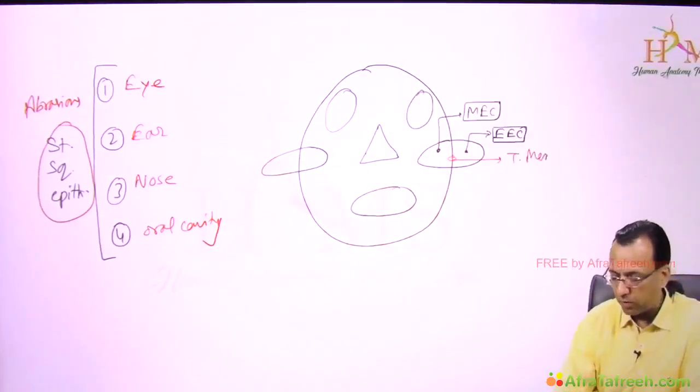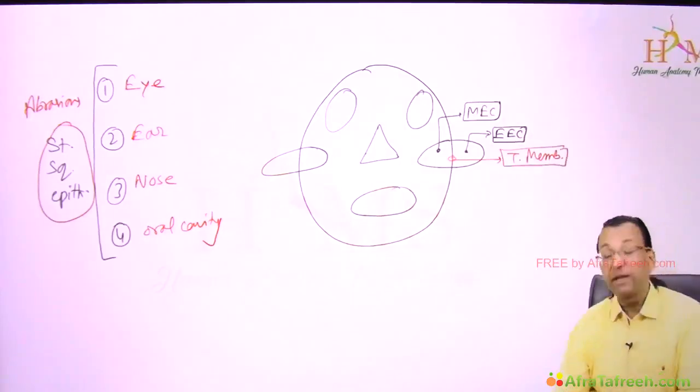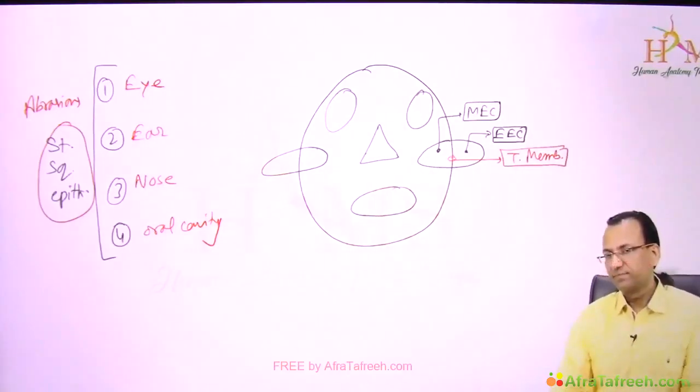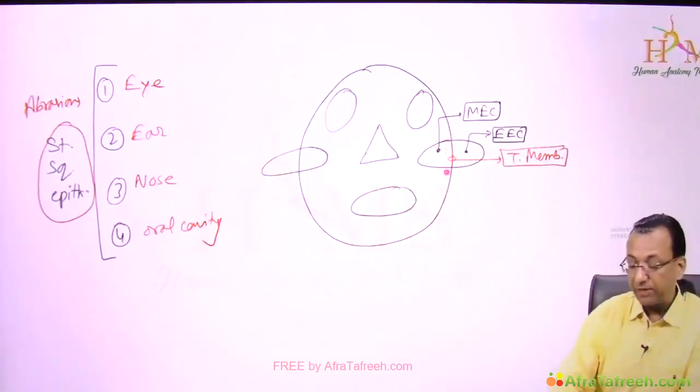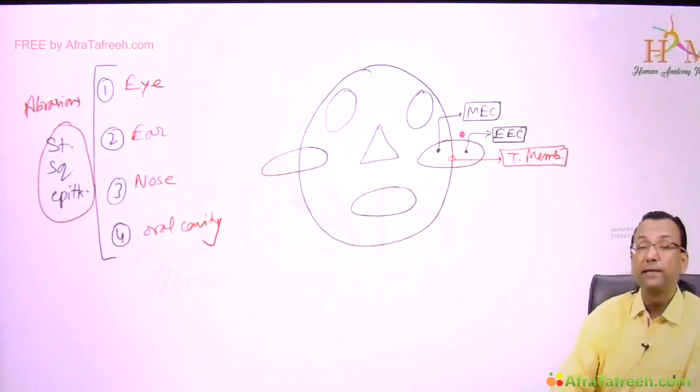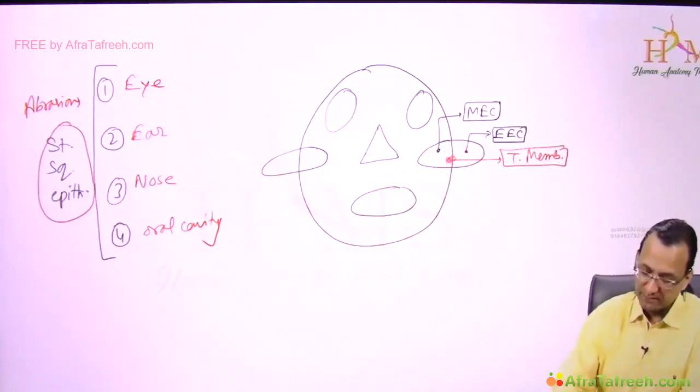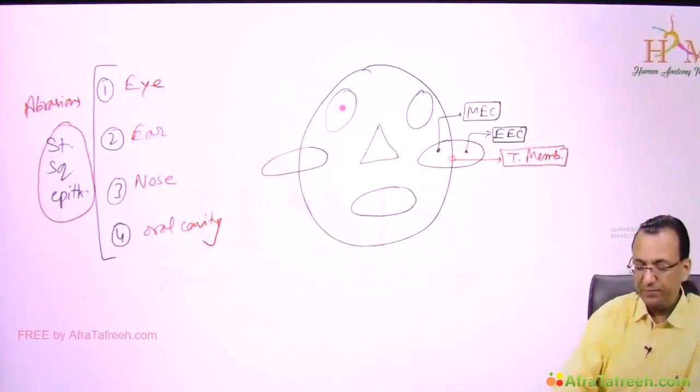I want to talk about the epithelium on the tympanic membrane actually. Because tympanic membrane has double epithelium. The inner epithelium is different from the outer epithelium. This is what we want to discuss. Okay, then tell about the eyes.